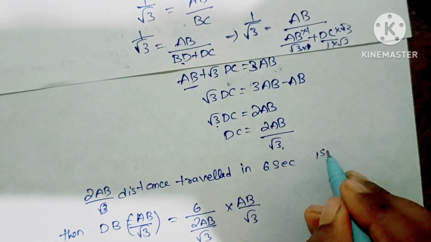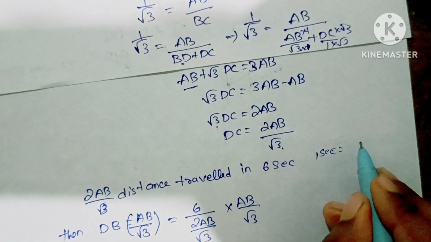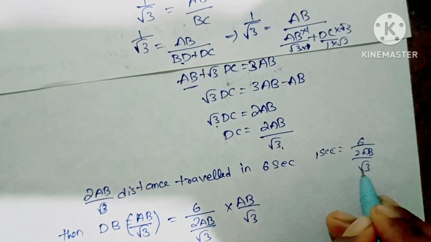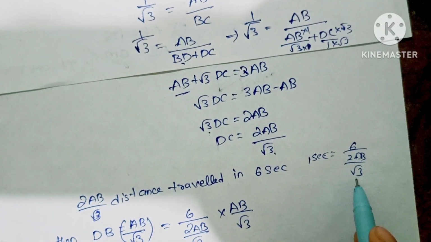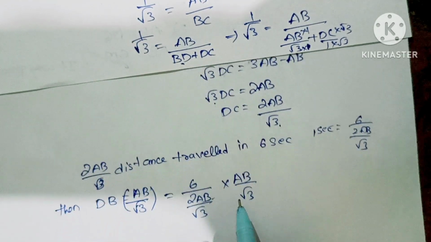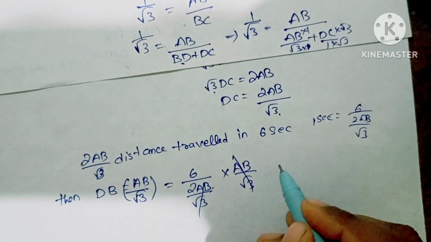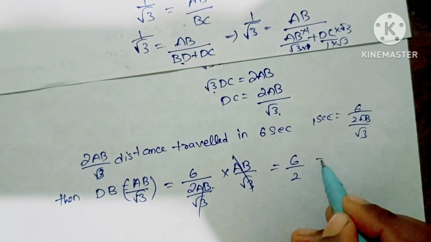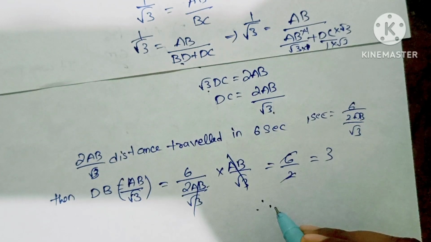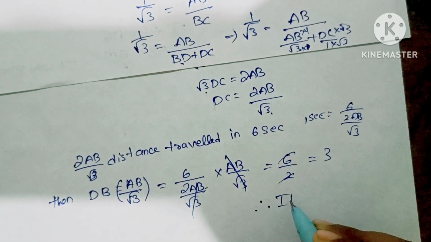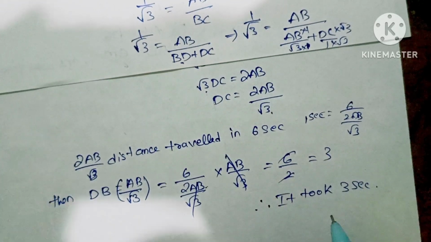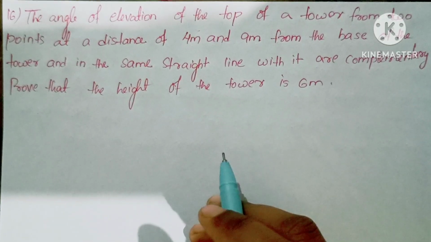In 1 second, how much means 6 by 2AB root 3, then into AB by root 3. Cancel AB by root 3, AB by root 3. How much will you get? 6 by 2, which is 3. So it took 3 seconds. This one is the last sum in this exercise.